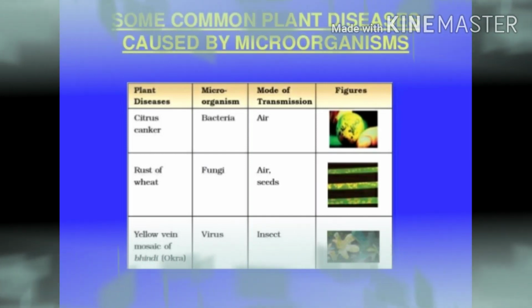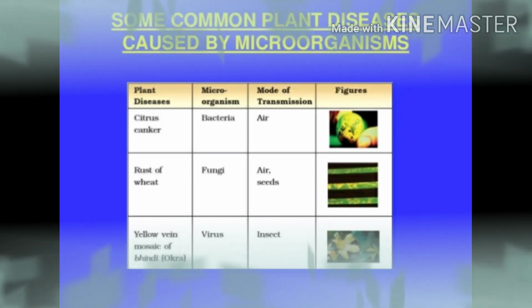First one is citrus canker. The causative microorganism is bacteria. Mode of transmission is through air. Next, rust of wheat. The causative microorganism is fungi. Mode of transmission is through air or seed. The last disease is yellow vein mosaic of bhindi, also called okra. The causative microorganism is a virus. Mode of transmission is insects.